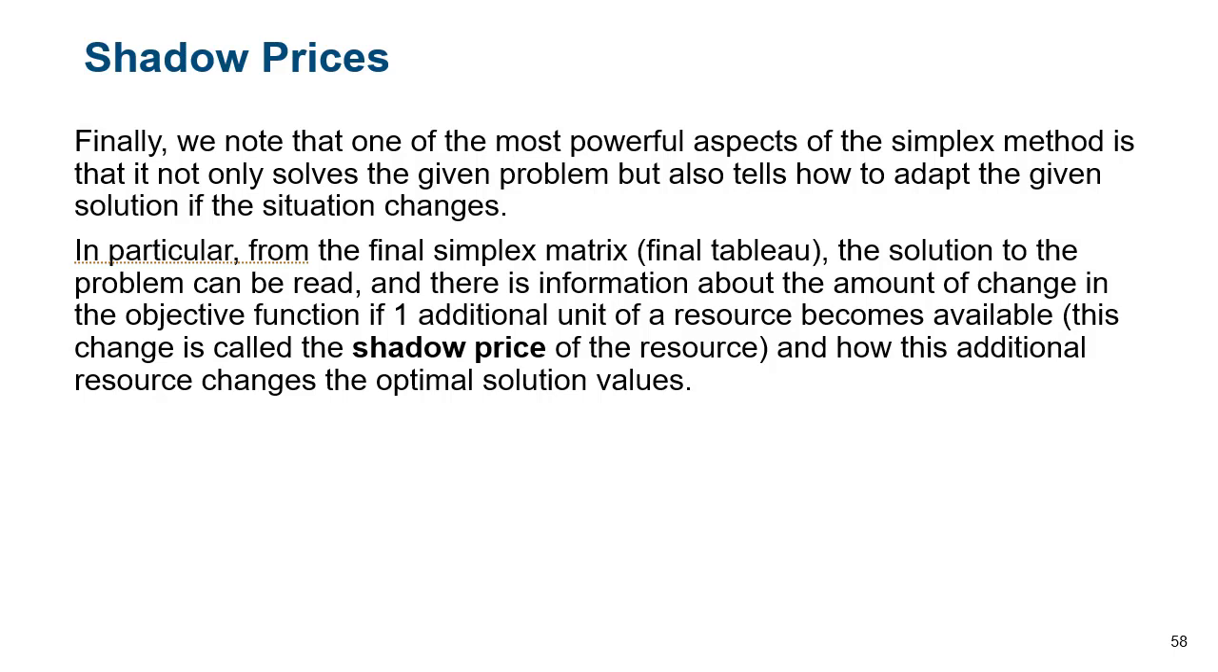And it tells us the amount of change in the objective function that we would get if we added one additional unit of a resource. If all of a sudden we had another acre to plant in our soybean and corn example, then we could see how that would change based on the coefficient of an acre of corn or an acre of soybean. And so that's called a shadow price, and how this additional resource changes the optimal solution values. So that's the last aspect that we're discussing in this video, and that's all.